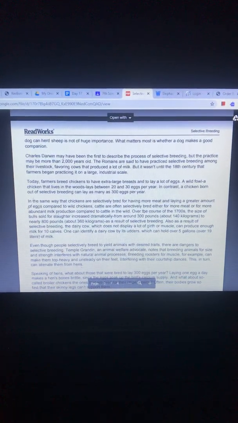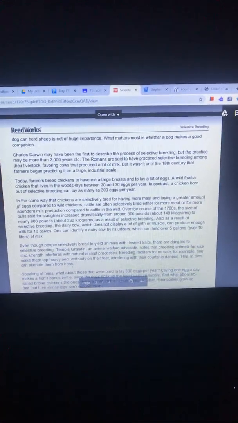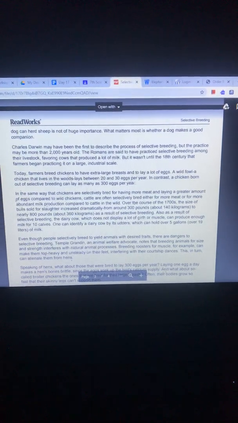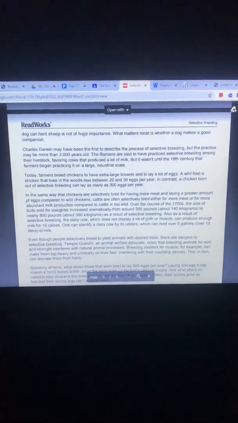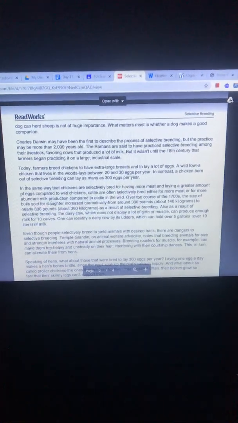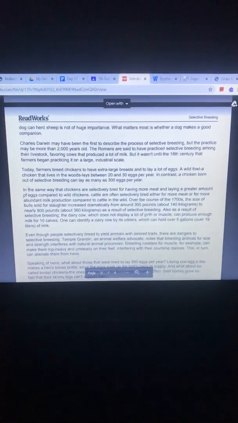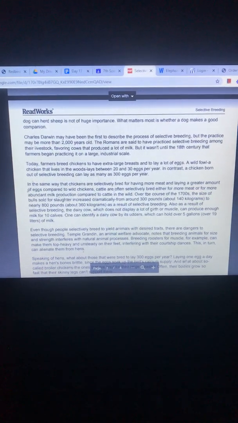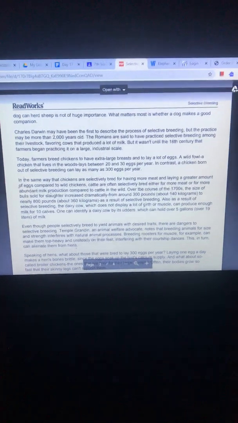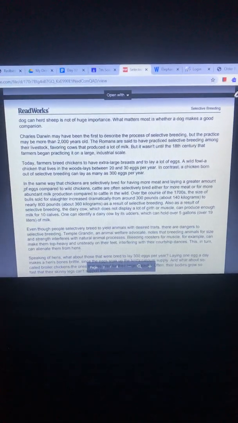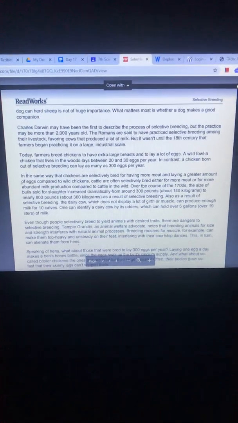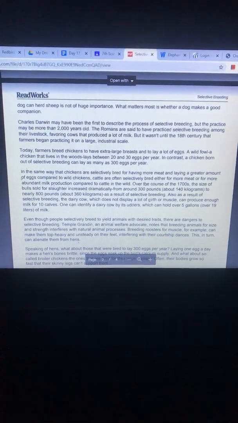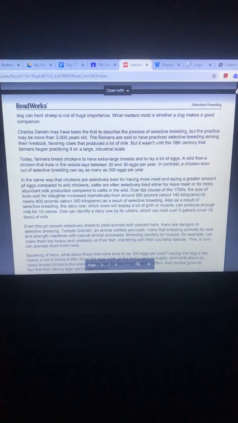Charles Darwin may have been the first to describe the process of selective breeding, but the practice may be more than 2,000 years old. The Romans are said to have practiced selective breeding among their livestock, favoring cows that produced a lot of milk. But it wasn't until the 18th century that farmers began practicing it on a large industrial scale. Today, farmers breed chickens to have extra large breasts and to lay a lot of eggs. A wild fowl, a chicken that lives in the woods, lays between 20 and 30 eggs per year. In contrast, a chicken born out of selective breeding can lay as many as 300 eggs per year.